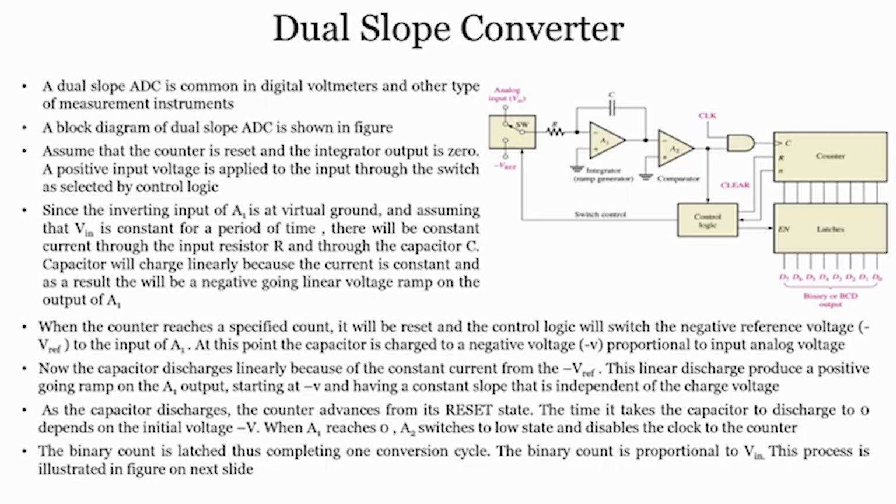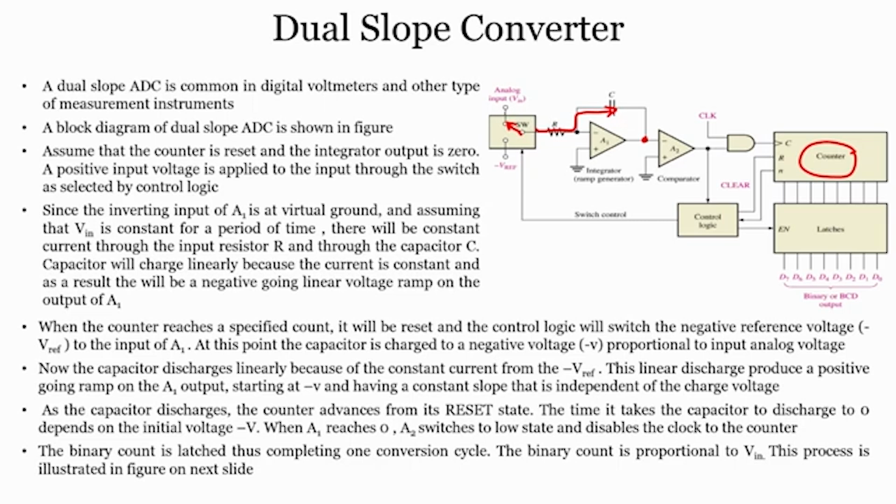Assume that the counter is reset and the integrator output is 0. So, the counter is reset and your integrator output is 0. A positive input voltage is applied to the input through the switch. So, here we are connecting the switch to the positive input voltage, and since the inverting input of A1 is at virtual ground, and assuming that V in is constant for a period of time, there will be a constant current through the input resistor and through the capacitor, correct. So, it will be a constant current through the input resistor and capacitor.